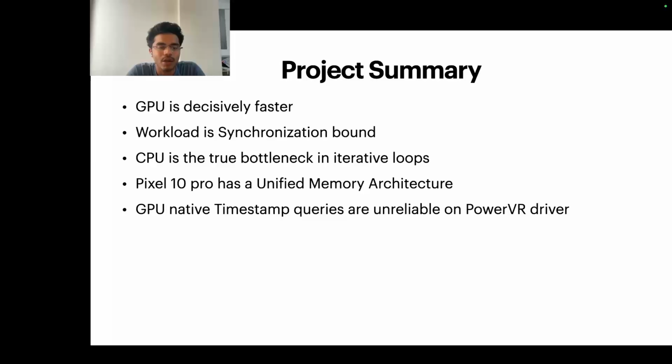The project summary is as follows. GPU is decisively faster than CPU at all points of time. Workload is synchronization bound. CPUs are the true bottleneck in iterative loops. And Pixel Tensor has a unified memory architecture. So your optimization should be hardware aware. You should be hardware aware at all times. And GPU native timestamp queries are kind of unreliable on the PowerVR driver.